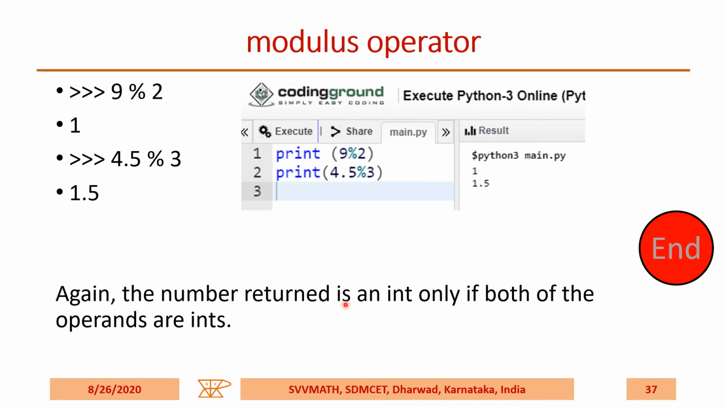Again, the number returned is an integer only if both of the operands are integers. Try to observe. And if one is floating, the answer is floating.